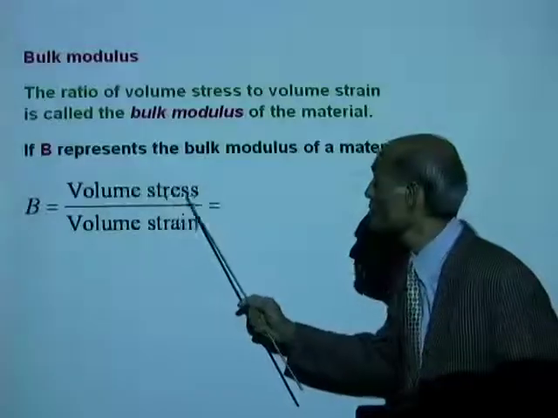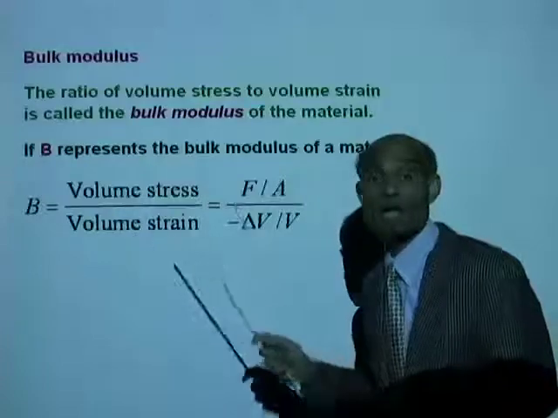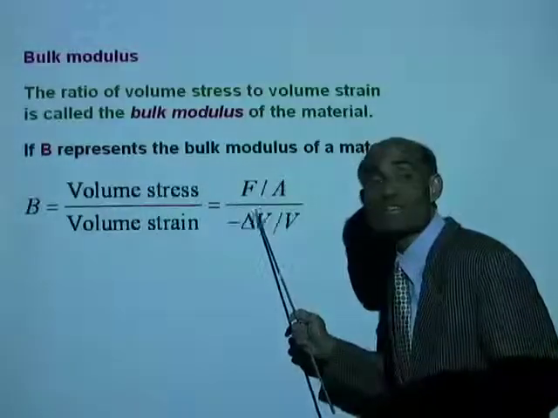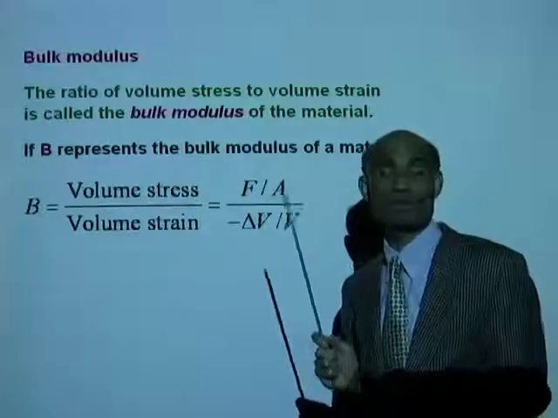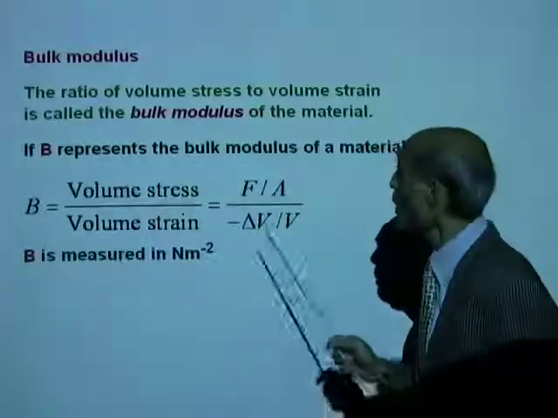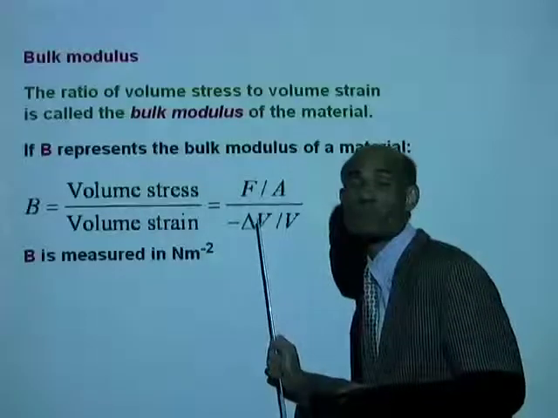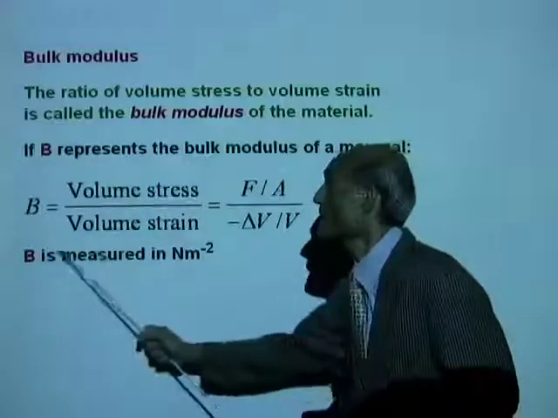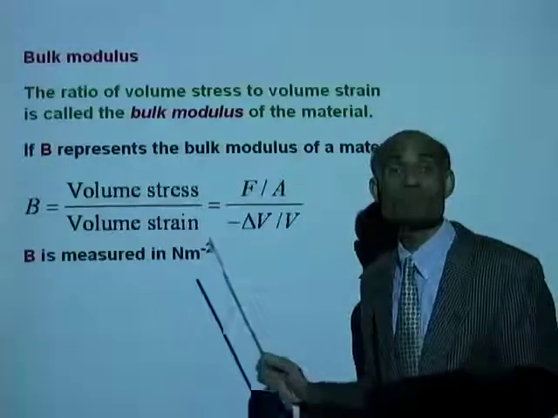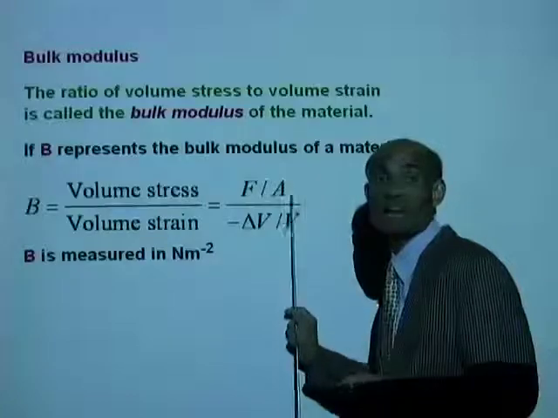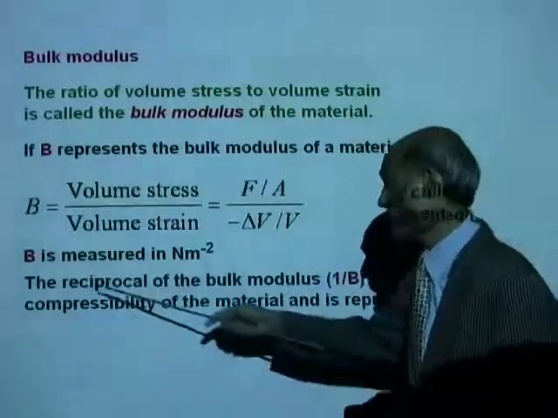And volume stress is, of course, F divided by A. And volume strain is the change in volume divided by the original volume. And can you solve for delta V from here? Well, again you can see B is measured in Newton per meter square, which is the same as the unit for measuring stress.